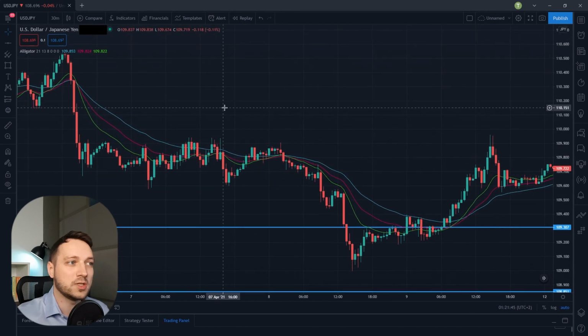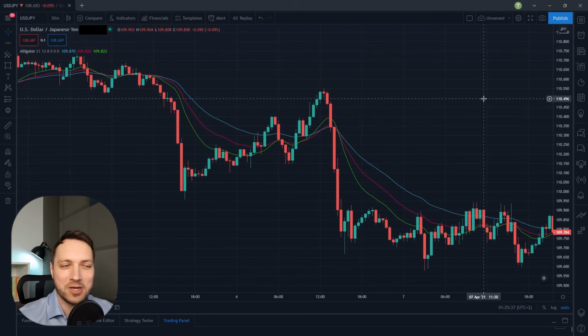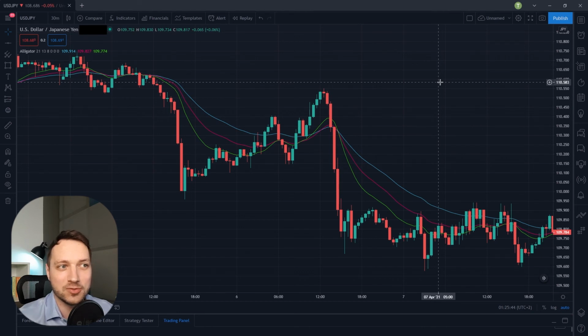But what to do when the price is in a sideways movement? So now I will show an example of another strategy which you can utilize using this indicator, which should give this signal a little bit sooner than the classical one.